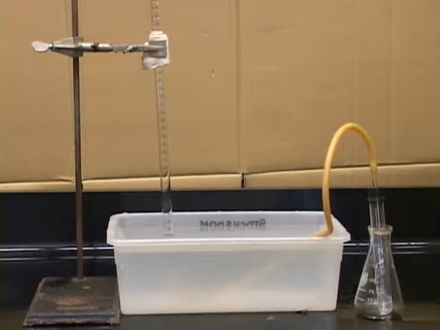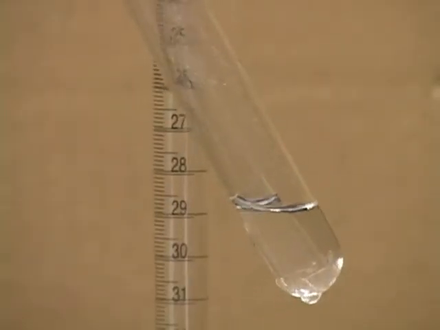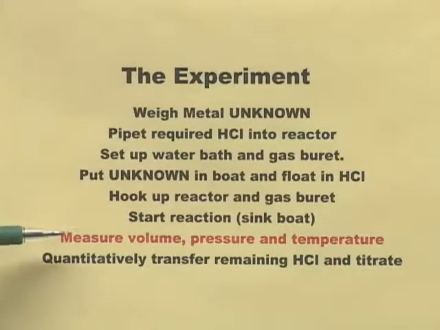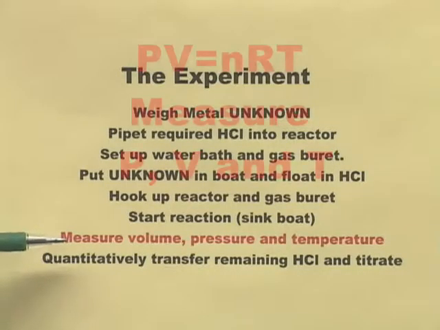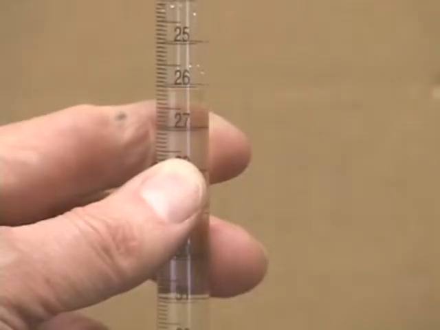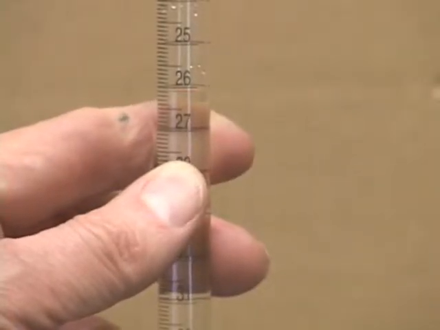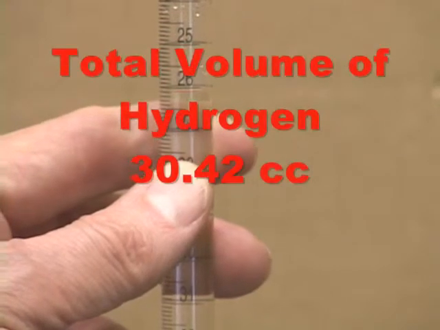Everything is now dissolved so we can make the necessary measurements to determine equivalence. We now make the necessary measurements to use the ideal gas law. The volume of gas generated is 26.09 milliliters.